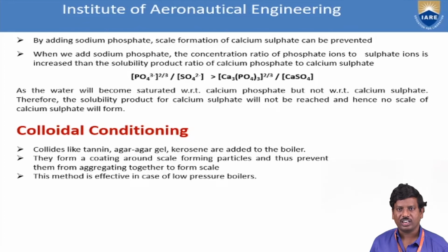Next one is the colloidal conditioning. Colloidal conditioning mainly involves colloids like tannin, agar-agar gel, and kerosene that are added to the boiler. They form a coating around the scale forming particles and thus prevent them from aggregating together to form a scale. This method is effective in the case of low pressure boilers. Colloidal conditioning is especially applicable to low pressure boilers.